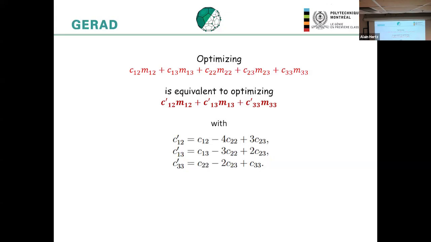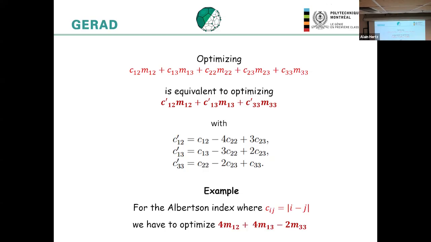Of course, the objective function, I will come to this also later. So this is the objective function. Since I don't want M22 and M23, I can rewrite them and get new coefficients for the three variables. These coefficients are easily obtained from the others. So this is just algebra. Just to give you an example, because I will use it later.